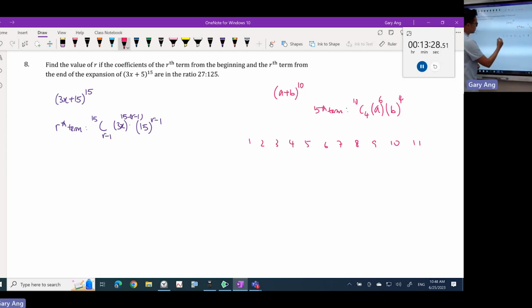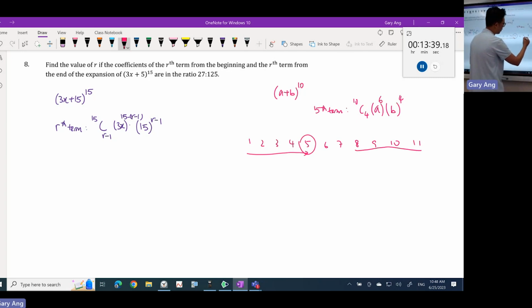Okay, come. 1, 2, 3, 4, 5. So this is the 5th term from where? From the front. Okay. 1, 2, 3, 4, 5. This is the 5th term from the back. Easier to see like that.